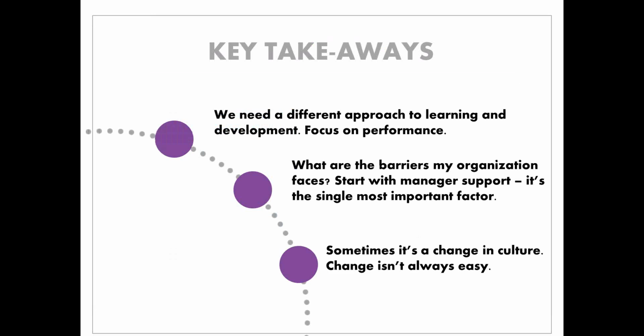So, key takeaways for today. Let's take a different approach to learning and development. Let's focus on outputs. Let's focus on performance improvement. Let's identify the barriers in our organization. Let's start with manager support. It's the single most important factor. We mentioned it fifth, but it really is critical. What can we do to improve manager support? And sometimes it's a change in culture, and change isn't always easy. So how can we begin to gather some small wins to begin to shift the culture? What are some things that we can do to begin to shift this around a little bit?